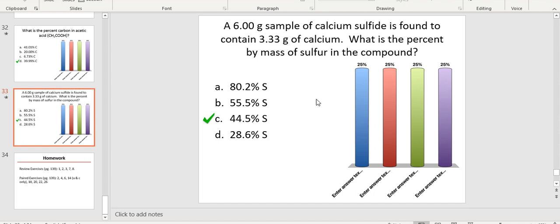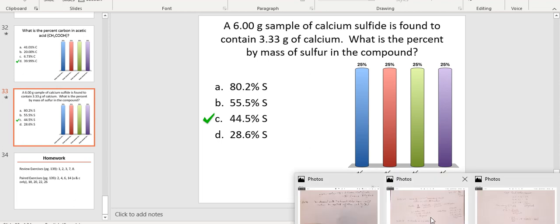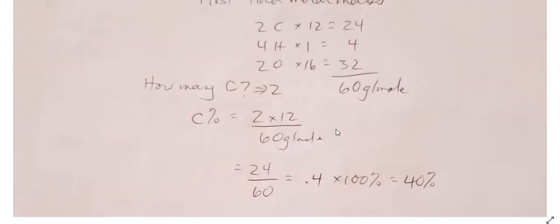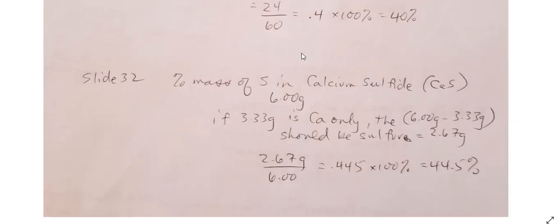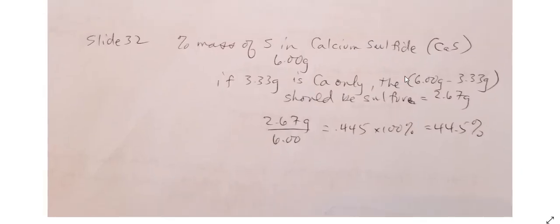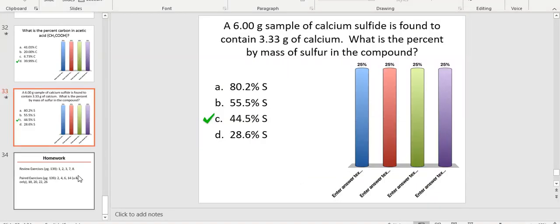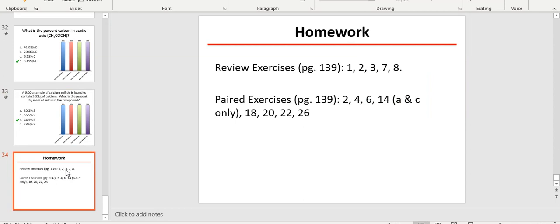CaS. So you have a 6 gram sample of calcium sulfide that contains 3.33 grams of calcium. So where is it here? Is that it? Yeah. And right there, that's how you do this one right here. And it works out to be 44.5%. Okay? That is it. I don't want to take up any more of your time.